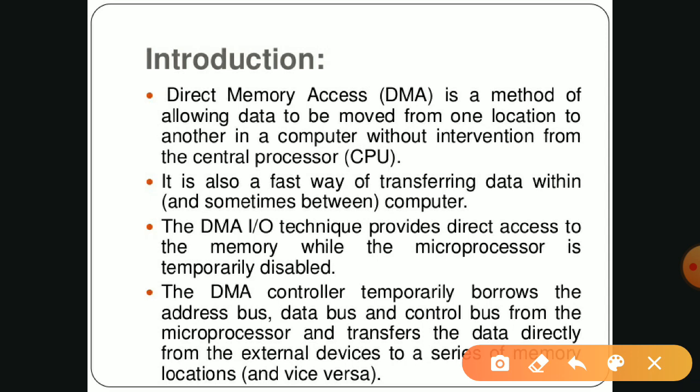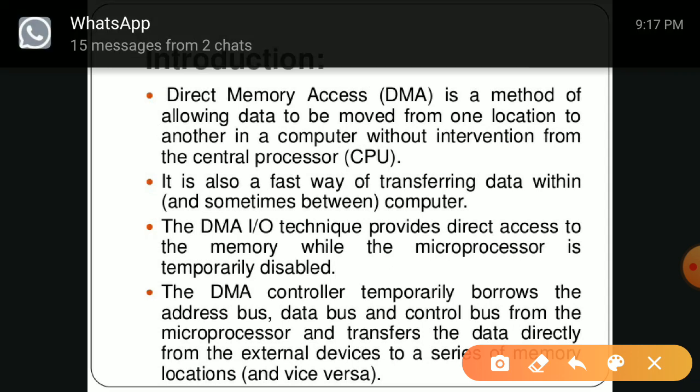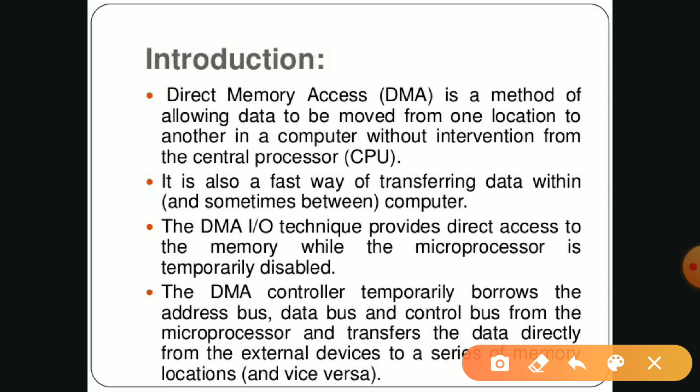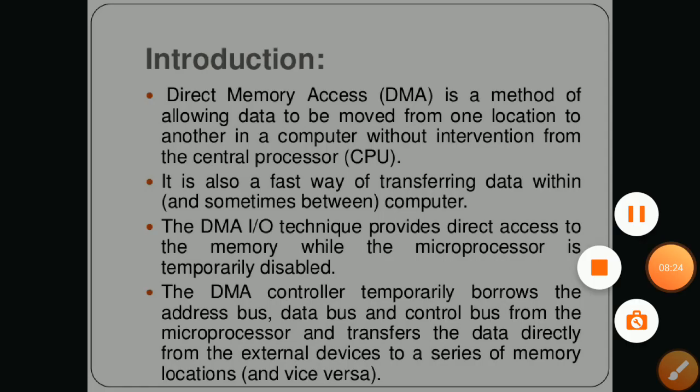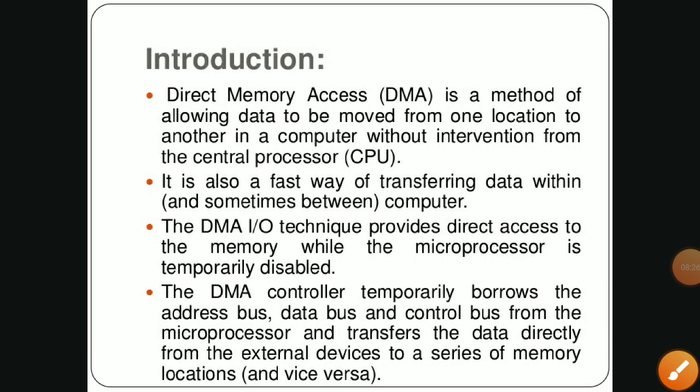For initiating the DMA operation in the 8086 processor, the hardware that we are using is called the DMA controller. What will the DMA controller do? The DMA controller will temporarily borrow the address bus, data bus, and control bus.